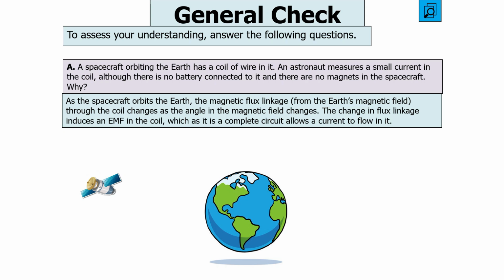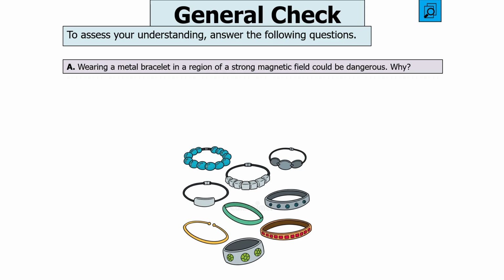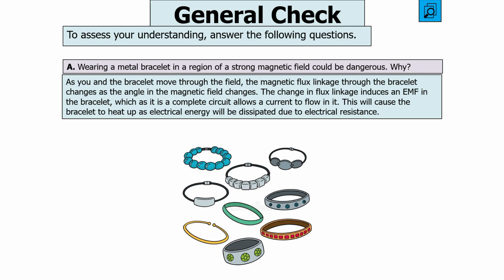Wearing a metal bracelet in a region of a strong magnetic field could be dangerous. Why is this? As you and the bracelet move through the field, the magnetic flux linkage through the bracelet changes as the angle in the magnetic field changes.